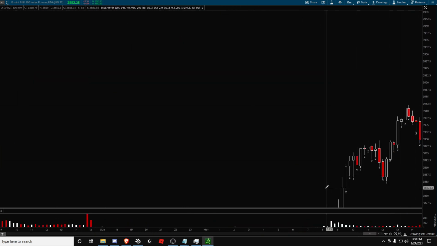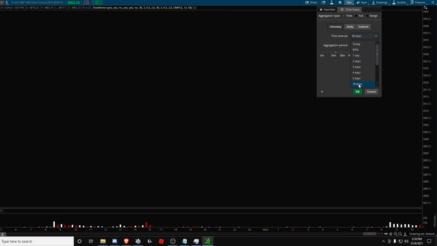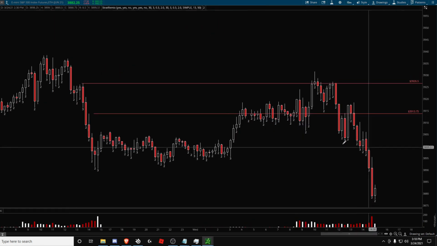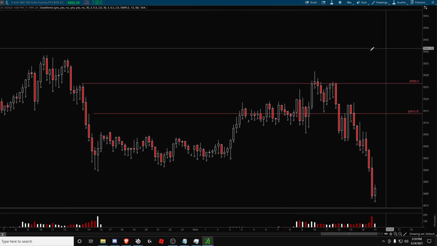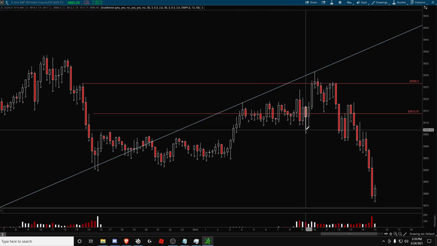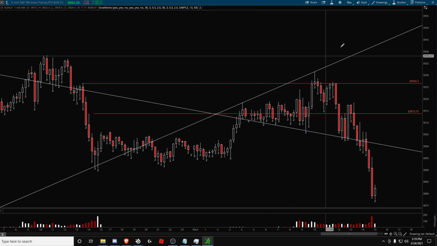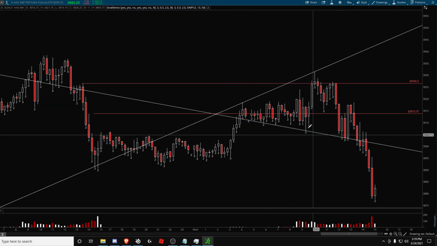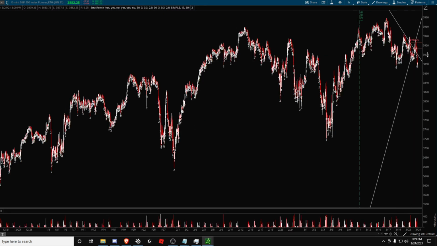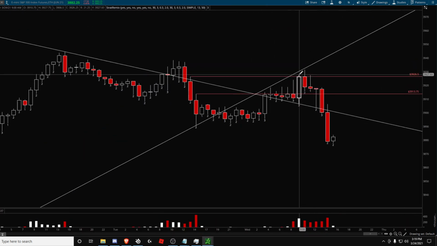Oops, sorry, my 15 minutes kind of too many days. All right, so on the 15 minute, that was the hourly where we had the 3 and then the 3. On the 15 minute, this was the smaller broadening formation from those threes. So we get that 2, and I'm going to go back to the hourly. So we get this 2 up, break the high of this 3.